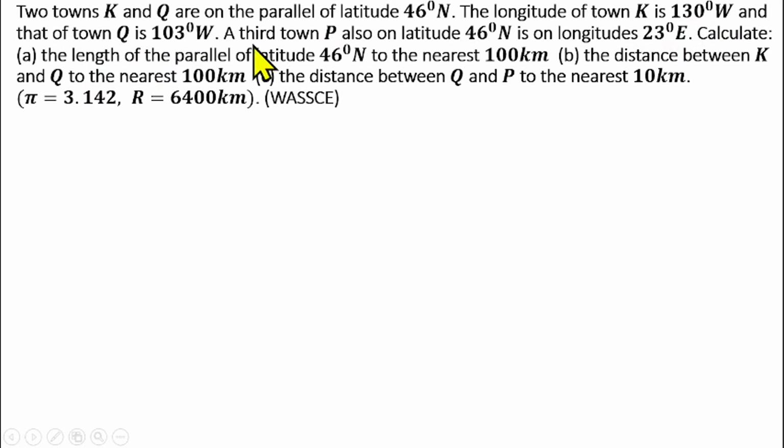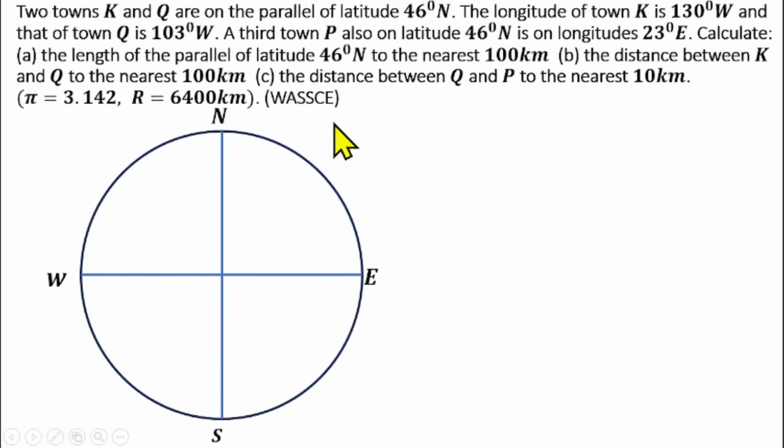So, a town P is also on 46 degrees north of latitude, and its own longitude is 23 degrees. Calculate the length of the parallel of latitude 46 degrees north to the nearest 100 kilometers, and the rest. Now let's try to see the picture form of this question.